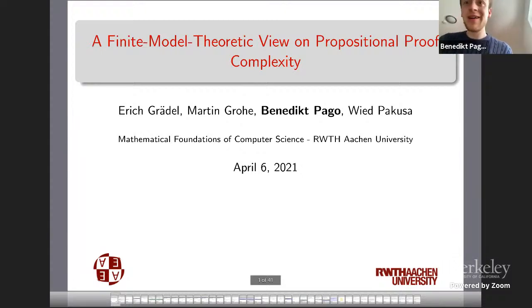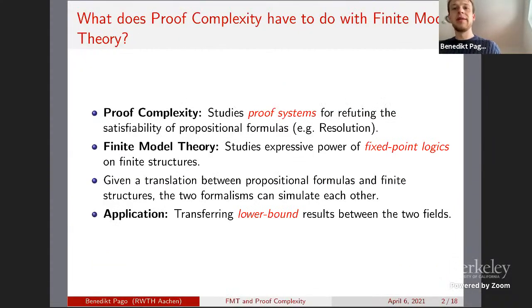Yes, thank you. So this is a talk about this paper that I did a few years ago with Erich Grädel, Martin Grohe, and Dietmar Berwanger. And as the title says, what we did in this work was to establish certain interesting connections between finite model theory and propositional proof complexity. So what do these two fields have to do with each other? In proof complexity, people study proof systems, so sets of inference rules that allow to refute unsatisfiable propositional formulas. One main example of this is the resolution calculus. And one is interested in the size or the complexity of refutations depending on the formula that you're refuting.